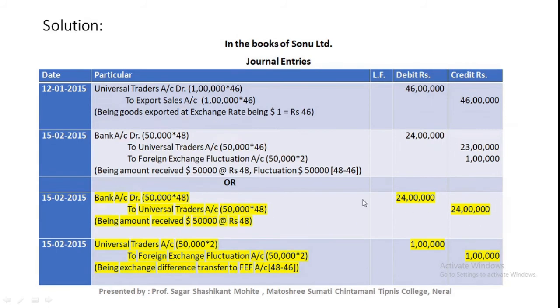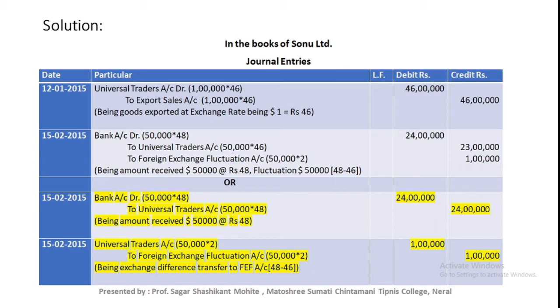Now the second journal entry will be transfer of profit portion to the foreign exchange fluctuation account. For that we need to debit the Universal Trader account and credit the foreign exchange fluctuation account, because there is a profit. That's why we need to credit the foreign exchange fluctuation account. Foreign exchange fluctuation account is a nominal account. If there is a profit, we need to credit it, and if there is a loss, we need to debit it. So we need to transfer the profit. So how much profit is there?